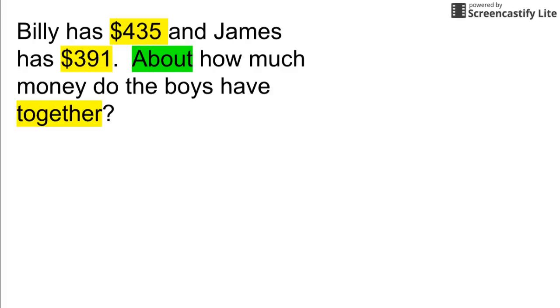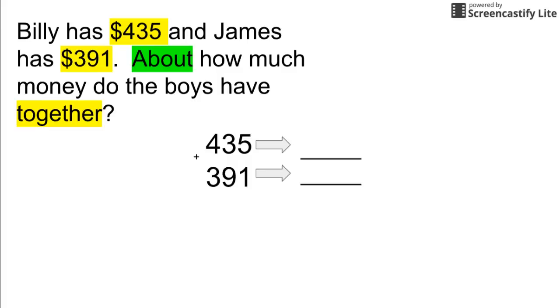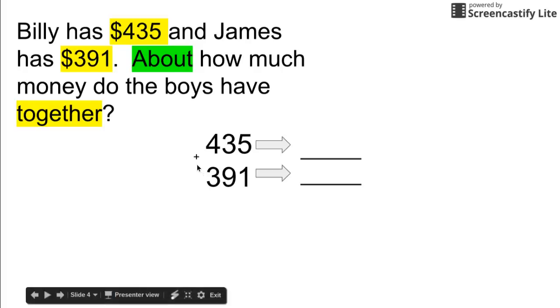So I've read the problem. The second part of my success criteria says that I need to figure out whether or not I'm finding a sum or a difference. The word together helps me understand that I'm putting these values together. And when I put two values together, I know I'm finding a sum. So I've written both of my numbers and I've written a plus sign here because I know I'm finding a sum.